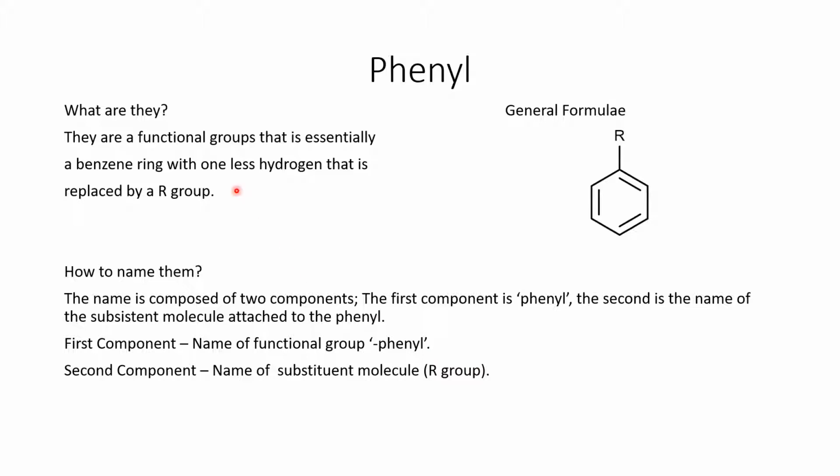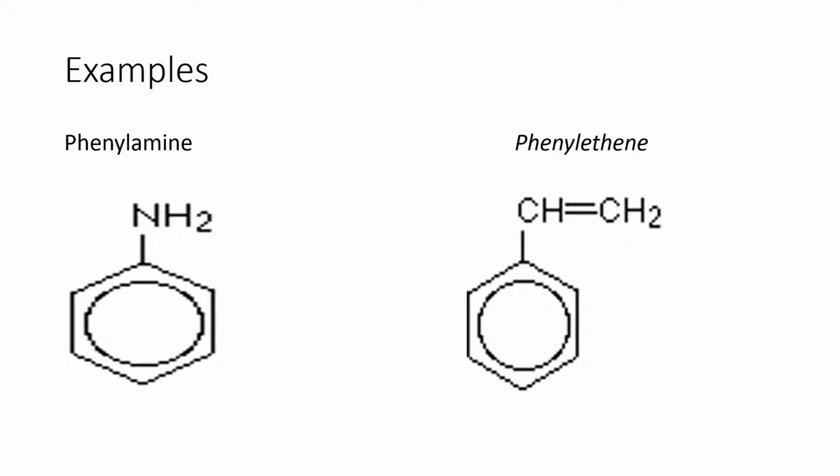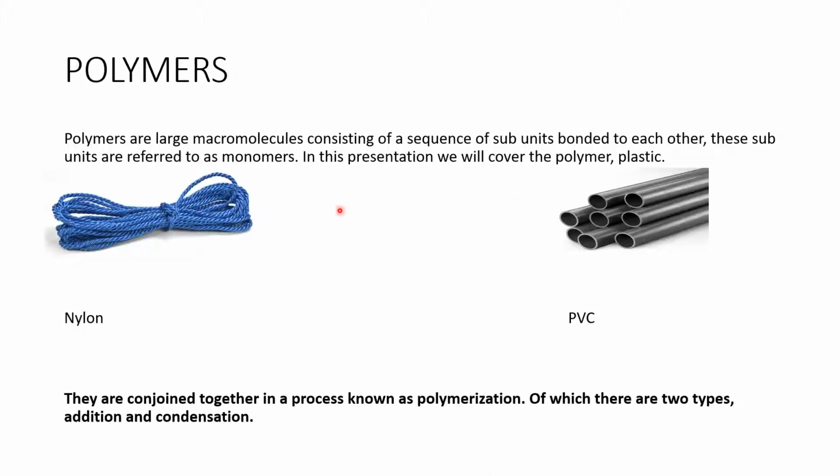Phenyl groups are essentially a benzene group, but with 1 missing hydrogen that is replaced with an R group. And the naming is you just state the prefix, which is phenyl, and then the R group is the suffix. In this case, it's phenylamine. In this case, phenyl, the prefix, and the suffix is ethene, because that's the R group. So this is phenylethene.